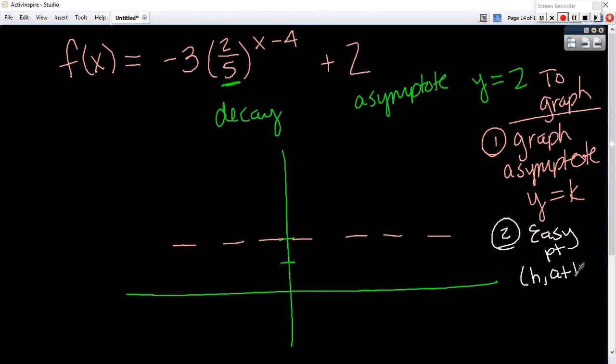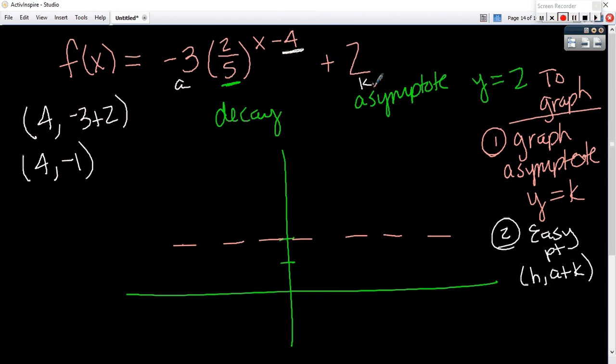The easy point that I know is h, a plus k. Now this is where you're going to mess up. If you don't see an a there, it's 1. Don't forget to add that 1 in if it's not there. So h, and then a plus k. This point is 4, negative 1. This is just a shortcut to shifting that point from the parent function. Remember, this should be below the asymptote because it's negative in front.